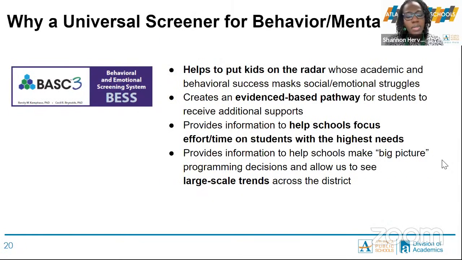Next slide. So you may be asking, why screen for social, emotional, behavioral health? In addition to learning more about the risks all students may be subject to, the beauty of this screener is that it will help to put students on the radar of school staff who otherwise may not be there. What we have learned is that schools may not be aware of the inner and emotional struggles of students who don't or won't advocate for themselves, or students with good grades and typical behavior. The data from this screener will create an evidence-based pathway for students to receive additional supports, provide information that will help schools to focus effort, time, and resources on students who have the highest needs, and will aid schools in making big picture programming decisions in support of students. Next slide.